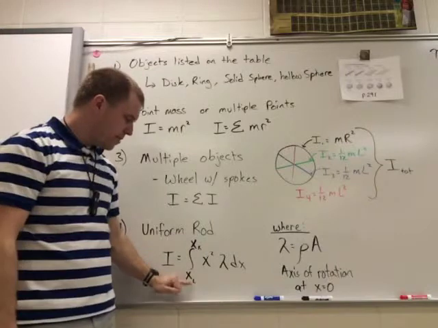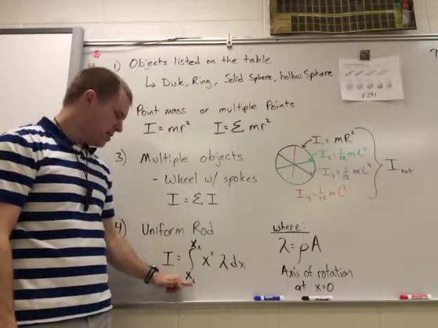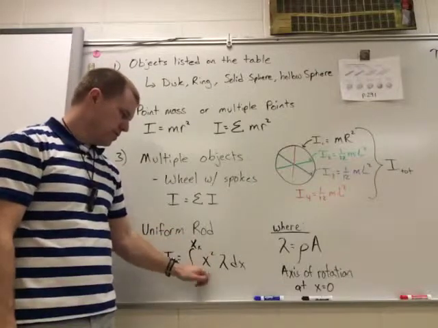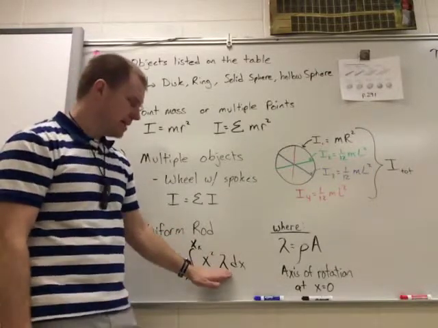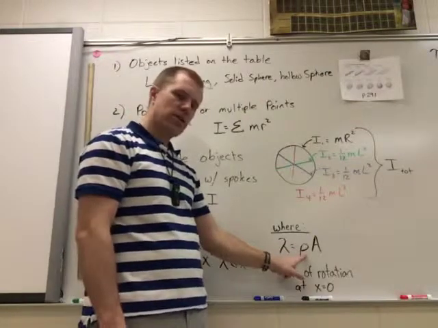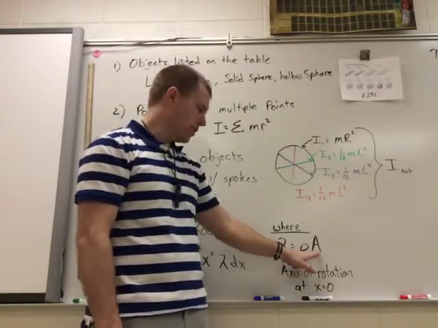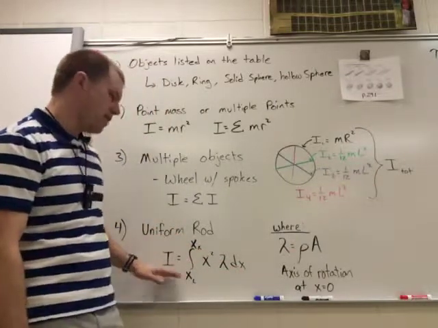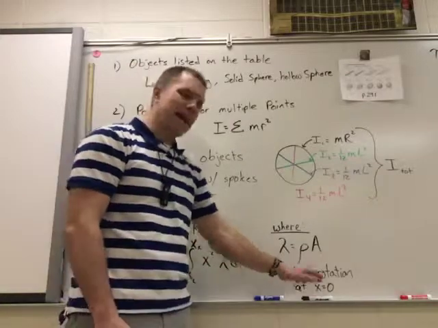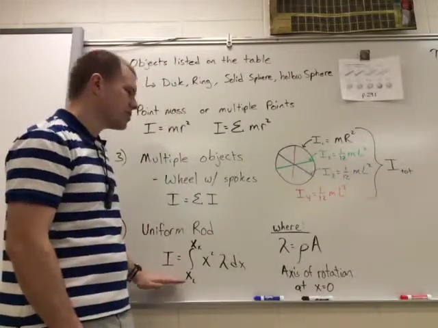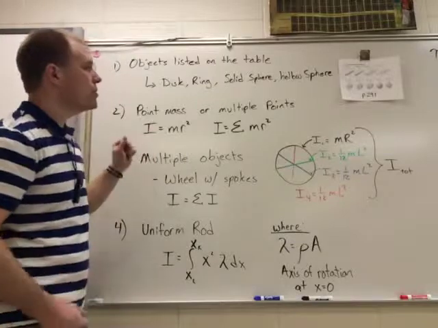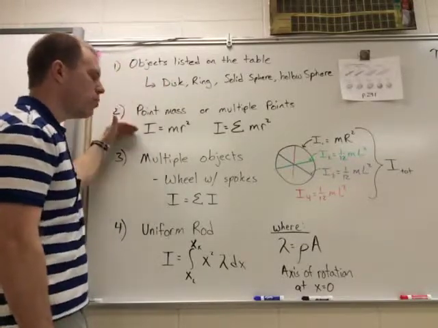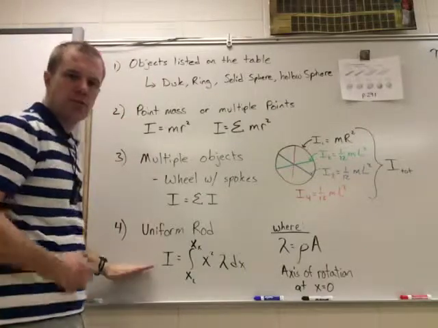And so we'll integrate from the left end of the rod to the right end of the rod, x squared times the linear mass density, which is a constant. It's the density of our rod times the cross-sectional area, dx. And this will produce an I value for the axis of rotation at x equals 0. And so we'll see how we actually use that later on. And so what we're going to do now is go ahead and do some example problems with objects listed on the table, point masses, multiple objects, or uniform rods.